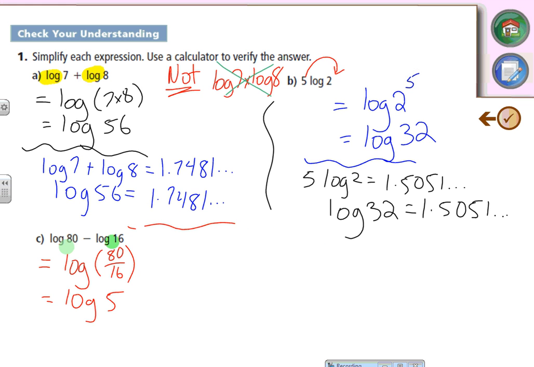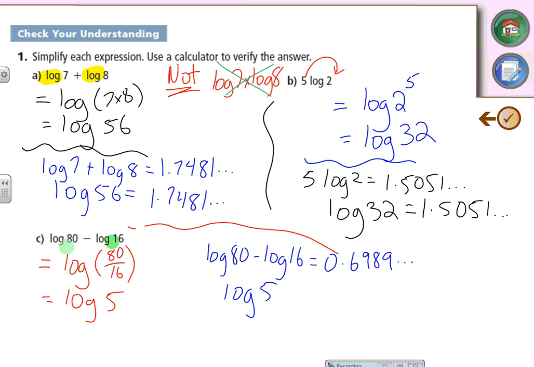And again, let's verify this. So that would be log of 80 minus log of 16. Punch that into your calculator. Make sure that you get the right answer of 0.6989, dot, dot, dot. Plug in log of 5, and you also get 0.6989, dot, dot, dot.